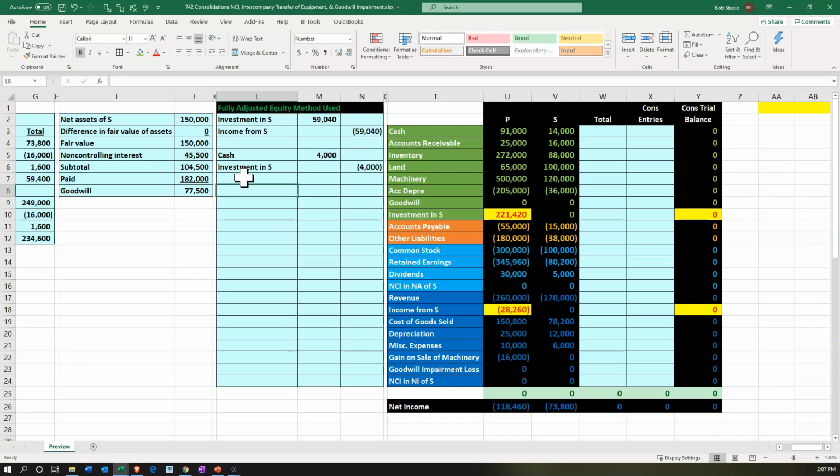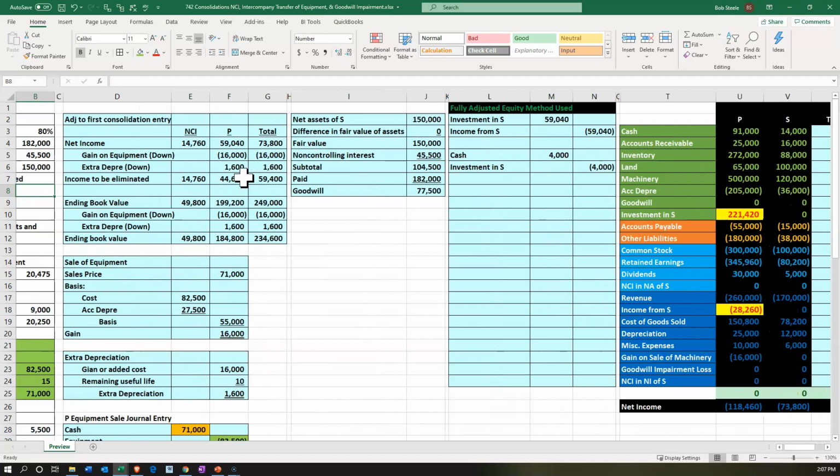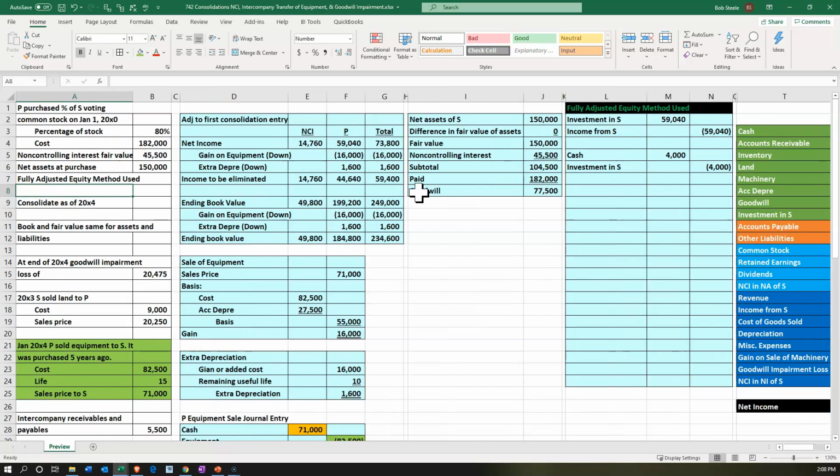Okay, so now let's think about some of the other things that happen to the income statement that aren't on S's books, but that we're going to have to adjust for because we know they're going to be involved in the consolidation process. One is that impairment in goodwill. This will make more sense when we record it, but we had goodwill that's going to go on the books at $77,500, and then in the current year, it was impaired by $20,475. How are we going to adjust for that? We're going to have to credit goodwill and debit an expense or a loss account, which is going to hit the income statement, which is going to mess up our equity method calculation. So we're going to have to account for that in our fully adjusted equity method.